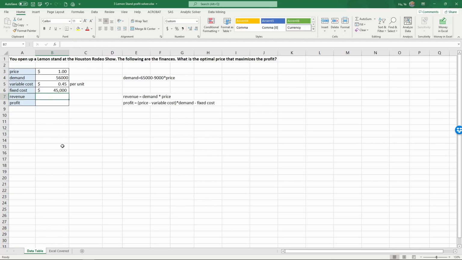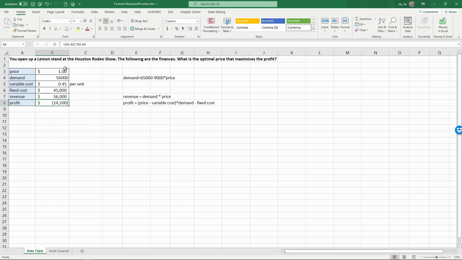We can calculate the revenue, which is equal to the demand here times the price and enter, and the profit is equal to, again the formula is here, equal to parenthesis the price level here minus the variable cost and close the parenthesis, and that multiplied into the demand and then minus the fixed cost here, $45,000, and enter. So we're actually losing money because we priced so low that our profit margin is unable to cover the fixed cost. That's why we are having a loss of $14,200.